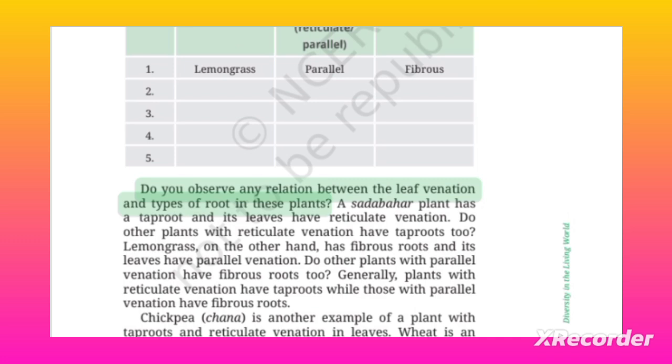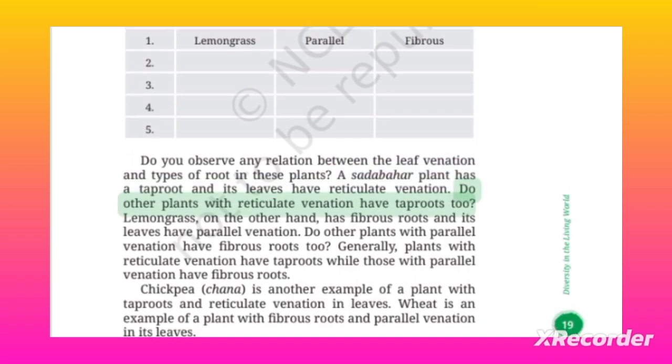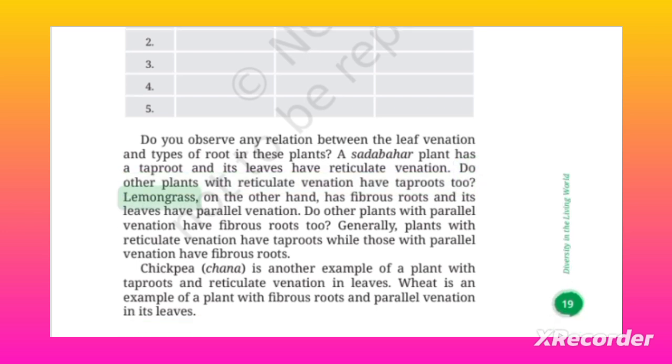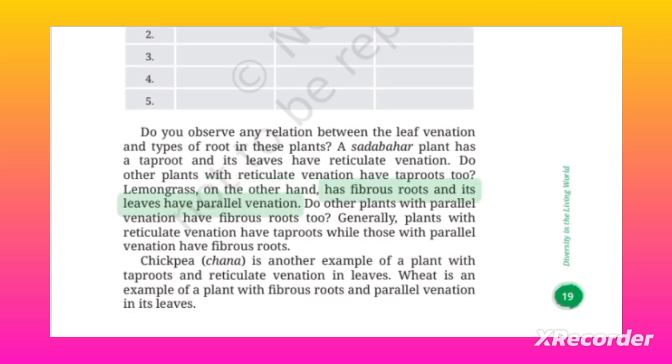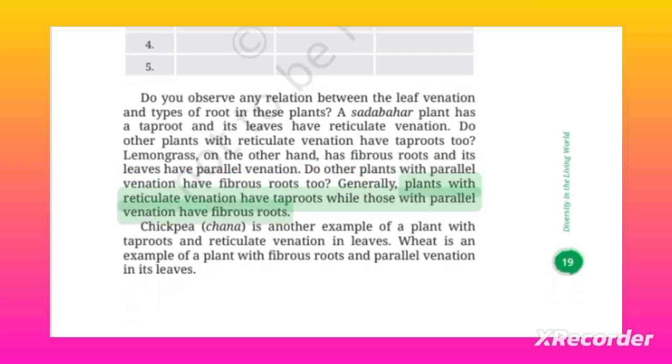Types of root in these plants. A sadabahar plant has a taproot and its leaves have reticulate venation. Do other plants with reticulate venation have taproots too? Lemongrass, on the other hand, has fibrous roots and its leaves have parallel venation. Do other plants with parallel venation have fibrous roots too? Generally, plants with reticulate venation have taproots while those with parallel venation have fibrous roots.